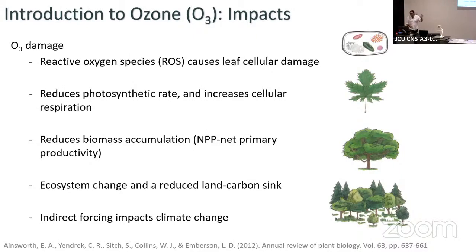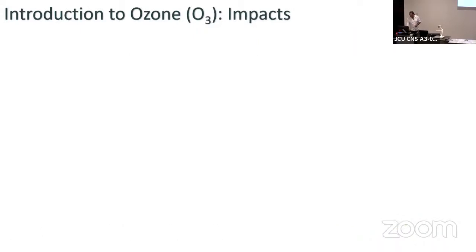I say indirect there because there's actually a direct effect of ozone on global warming, because ozone itself is actually the third most important greenhouse gas after CO2 and water vapor. So it does have actually a direct effect on Earth energy models as well, but it has an indirect effect through the carbon cycle.